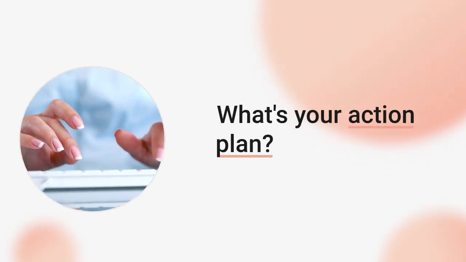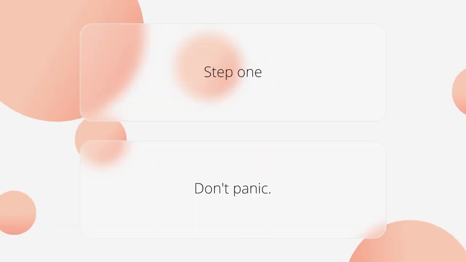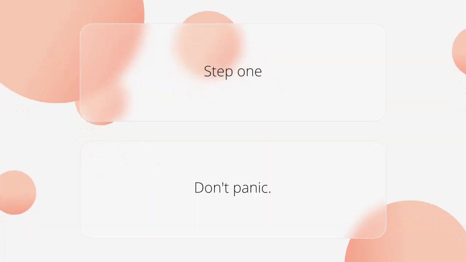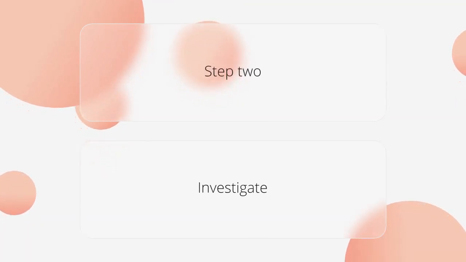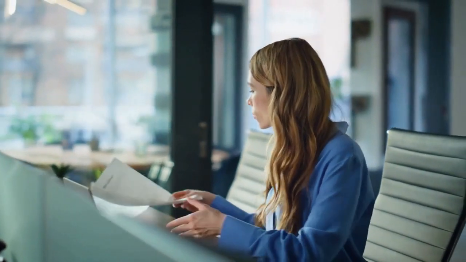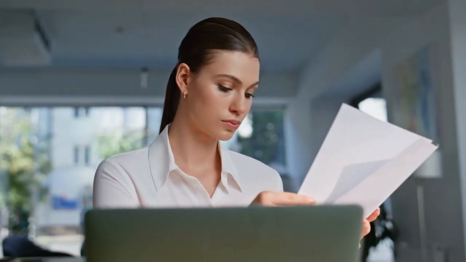So, what's your action plan? Step 1, don't panic. Take a deep breath. Step 2 is to investigate. Find your very last pay stub from the tax year in question. This document is your key piece of evidence. Look for the YTD or year-to-date summary. If you see a year-to-date amount for federal taxes paid, but that number isn't in box 2 of your W-2, then you've confirmed your W-2 is incorrect.